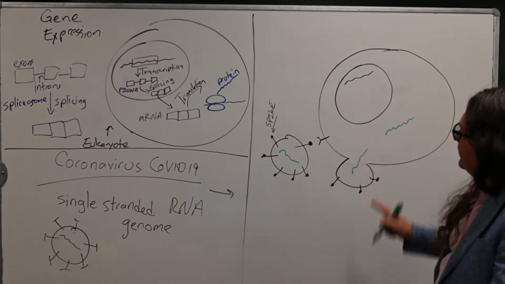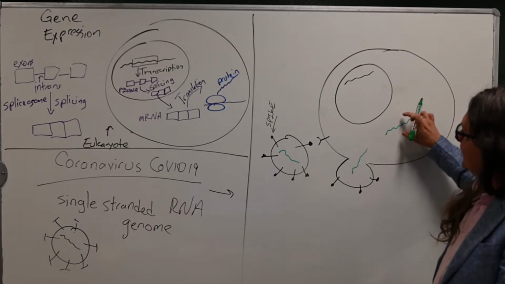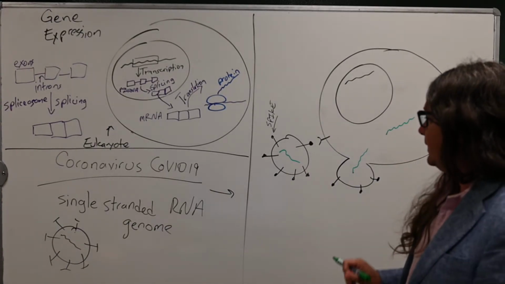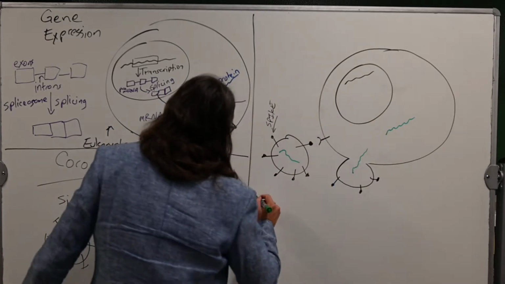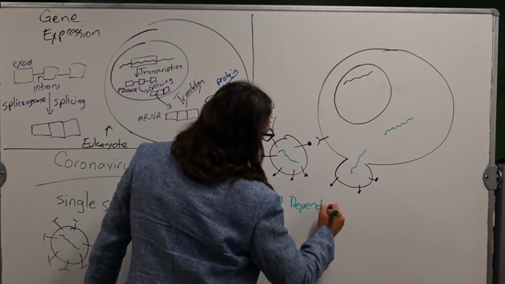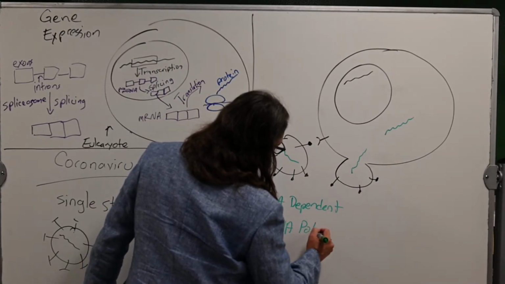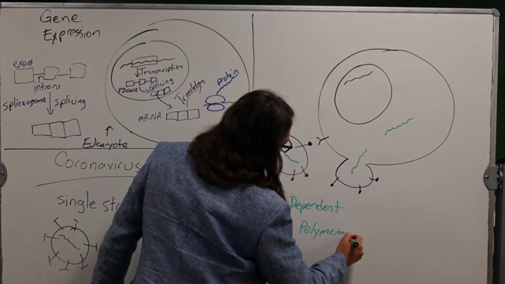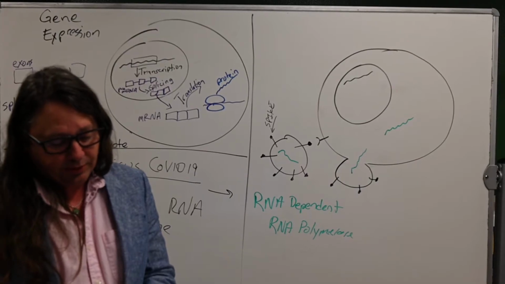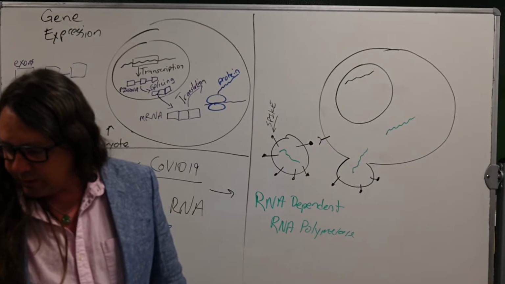So there's an RNA in the cytoplasm, and one of the genes here is an RNA-dependent RNA polymerase. So what do you think that does? What does an RNA-dependent RNA polymerase do? Anybody want to guess? Or does anybody know?